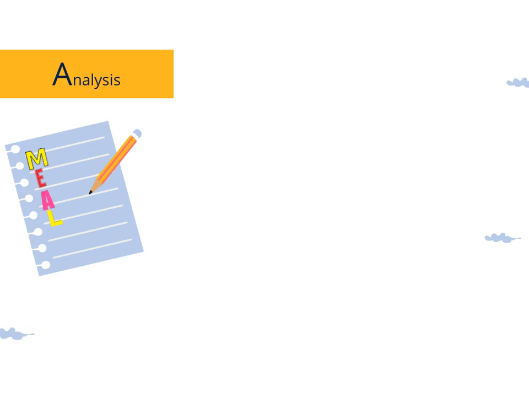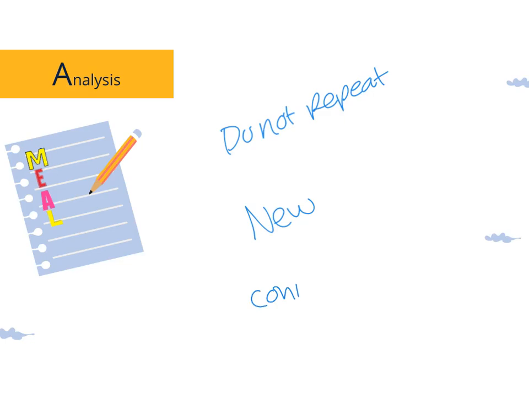Next up in MEAL is your analysis of the evidence. When you analyze the evidence, you do not want to simply repeat what was in the quote. Your analysis has to tell the reader something new. You need to explain how your quote connects to your main claim. Here's how you do it.